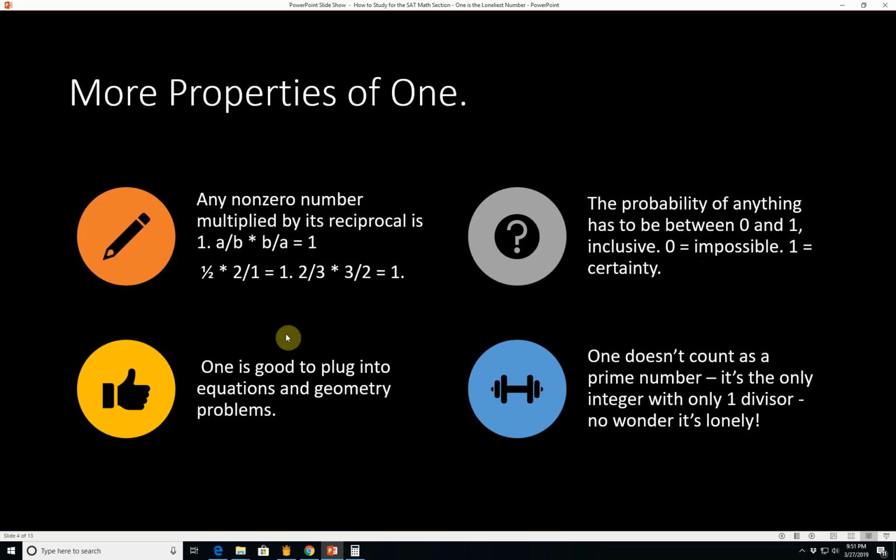So 1 is good to plug into equations and geometry problems. 1 doesn't count as a prime number. It's the only integer with only one divisor, so no wonder it's the loneliest number you can ever do.